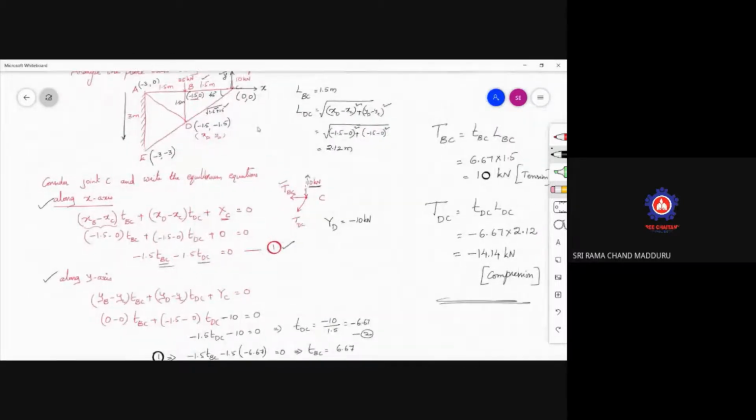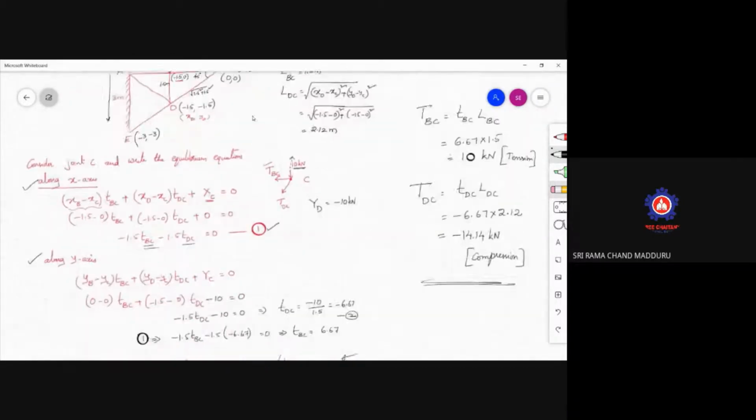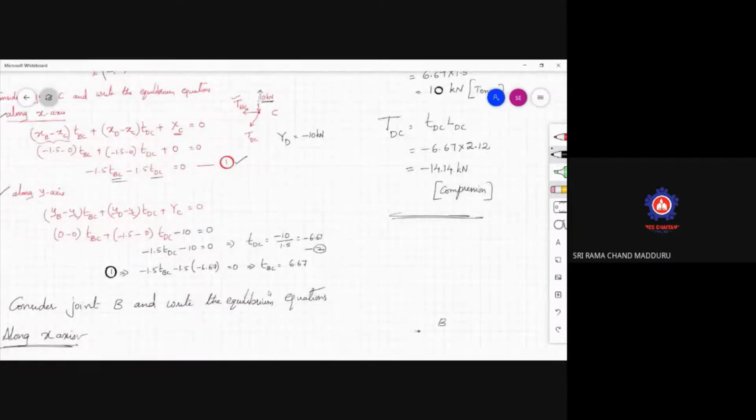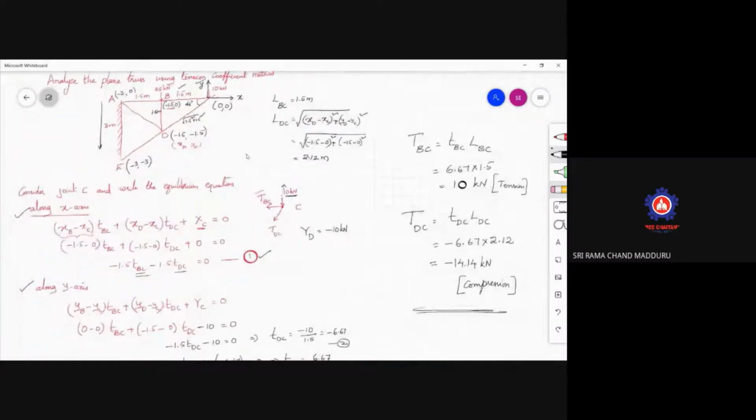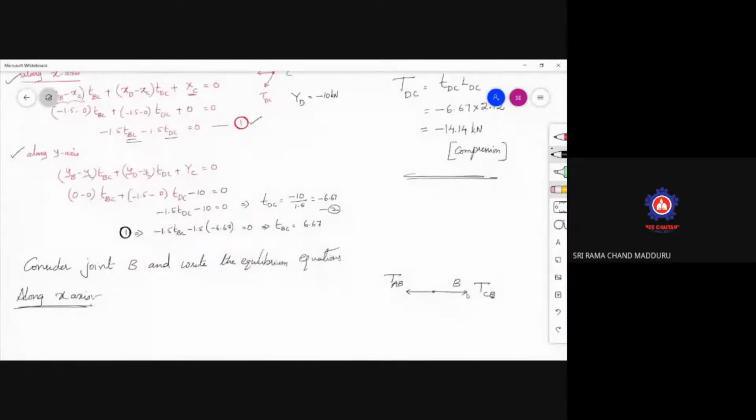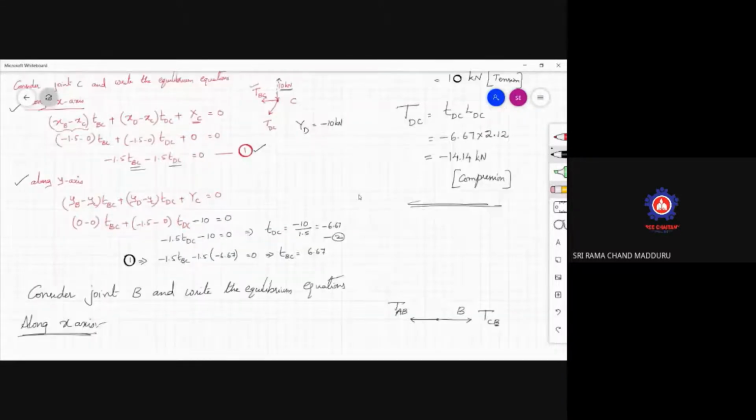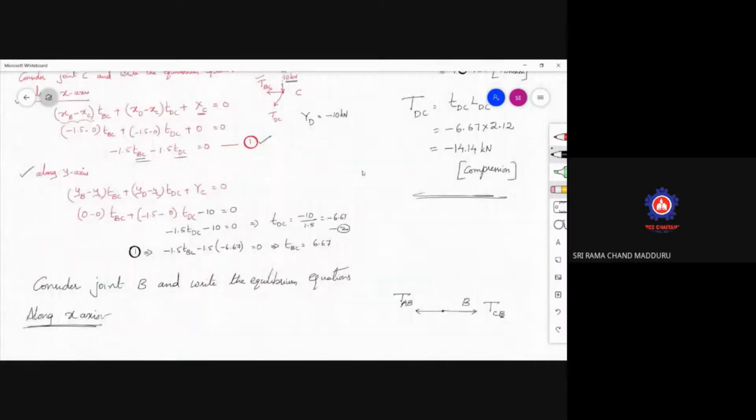At joint B, there are three members meeting. Here one force is going, which is TAB. Another force is TCB. Remember, what I am doing is that my second term will be the joint where I am writing the equilibrium. Just remember that point. Another vertical force is there, 25 kilonewtons, here in the downward direction. Then there is a member force, DB. So these three members are meeting.